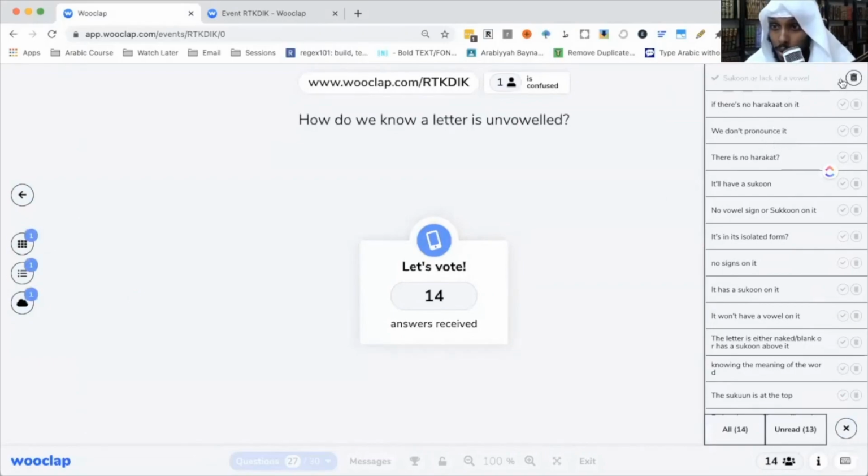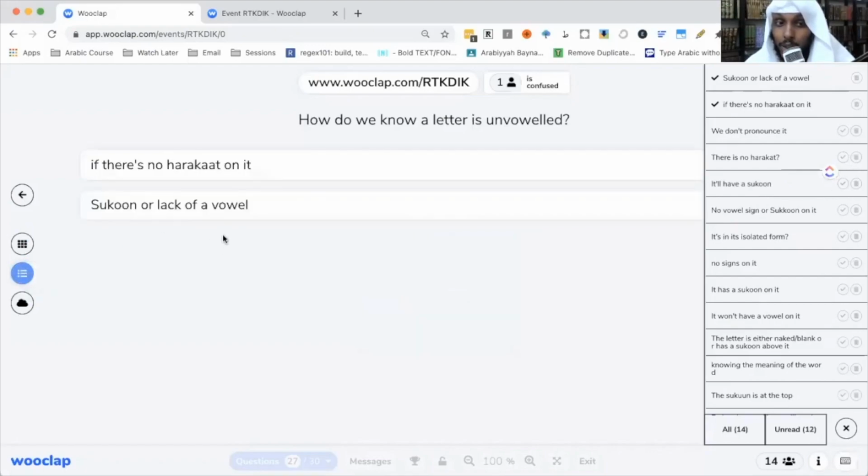Okay. MashaAllah. Perfect. We have, if there's no harakat on it. Yes. Okay. Which is the same as what we said. What did we say earlier? If sukoon or lack of a vowel, meaning no harakat. It's the same thing. Okay. It will have a sukoon.